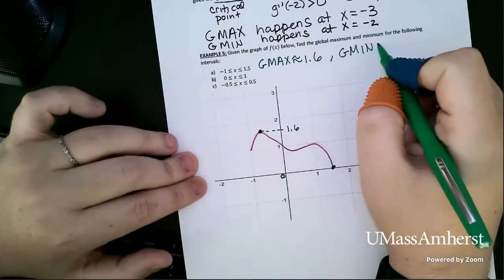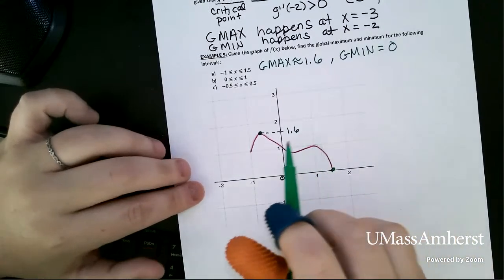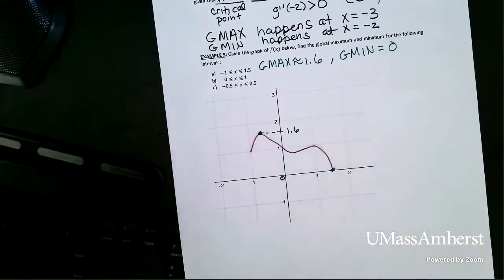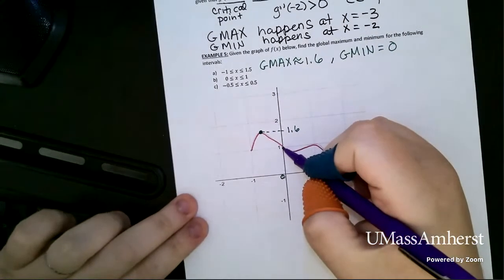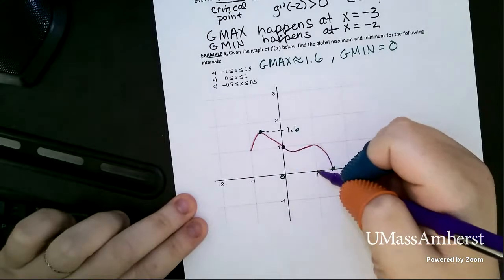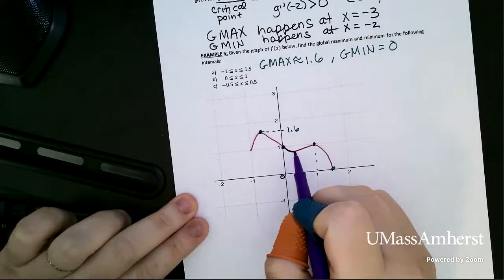And the global min is going to have that y value of 0. So that's what I get when I'm just considering this whole entire graph, right? For part B, I want to focus in on what's happening between 0 and 1. So 0 is here, 1 is here. So I'm just going to kind of trace over this.